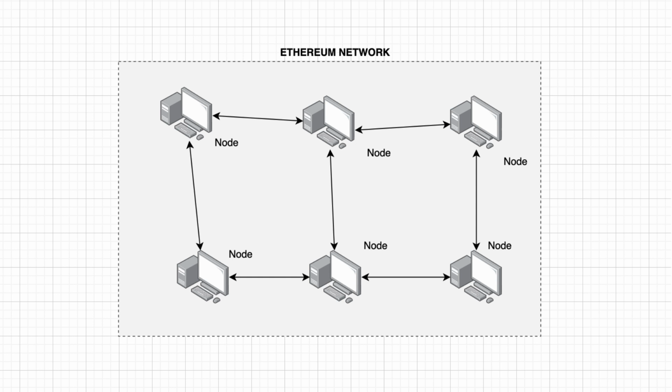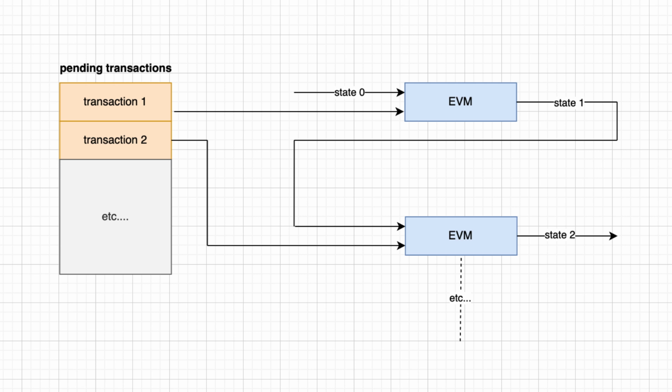In each mining node, the EVM is going to process all the transactions of the new block. Each transaction is processed sequentially by the EVM in an order decided arbitrarily by each miner. For each transaction, the EVM is going to check that the transaction is valid, compute the new state of the blockchain, and persist the state.